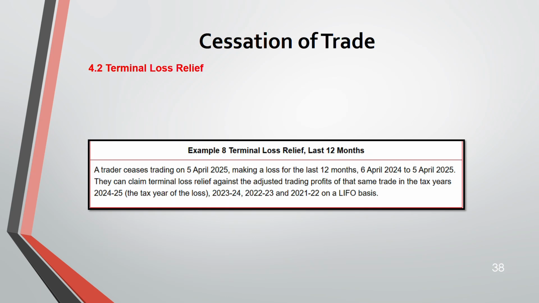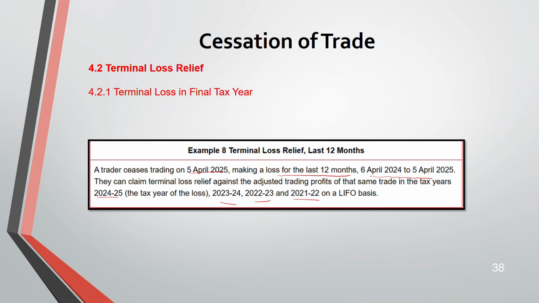So example 8. Let us understand this with example 8. A trader ceases trading on 5th April 2025, making a loss for the last 12 months. That is 6th April to this one. So they can claim terminal loss relief against adjusted trading profit of the same trade in the tax years 24-25, the tax year of the loss, and also 3 tax years on a LIFO basis: 23-24, 22-23, and 21-22.